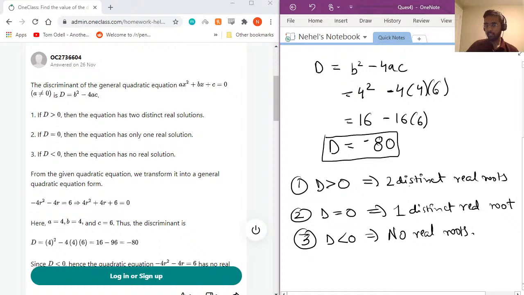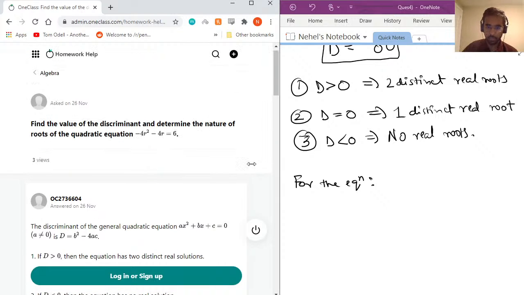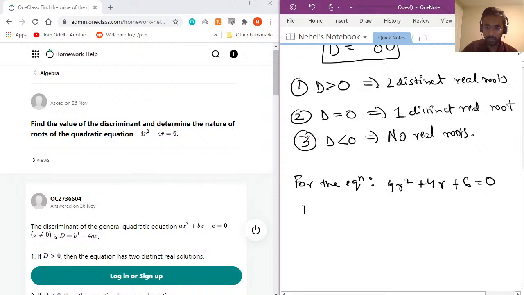In our case, since D is equal to negative 80, we come to the conclusion that for the equation, let's see, what was the equation again? Yeah. For the equation 4r squared plus 4r plus 6 equal to 0, we can say that there are no real roots.